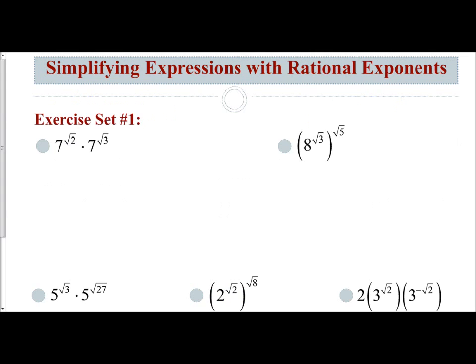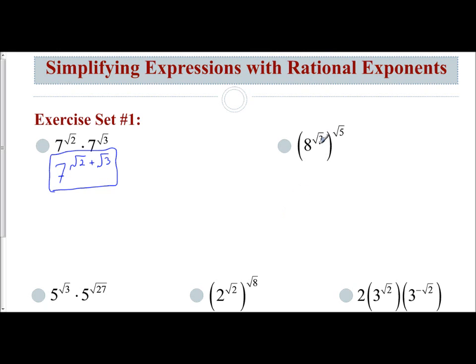So let's apply them in the following examples. If I have 7 to the radical 2 power times 7 to the radical 3 power, it doesn't matter that there's radicals in the exponents. I am multiplying the same base. So what do I do? I add my exponents, radical 2 plus radical 3. And you can't go any further. They're not the same radical. They don't have the same radicand, so we can't combine them together. And so that is my final answer, 7 to the radical 2 plus radical 3 power.